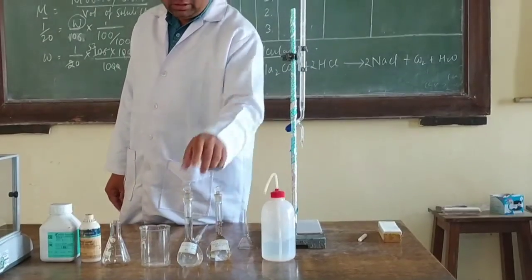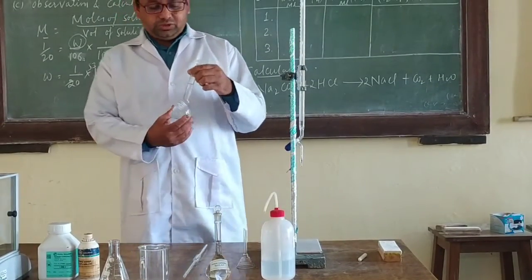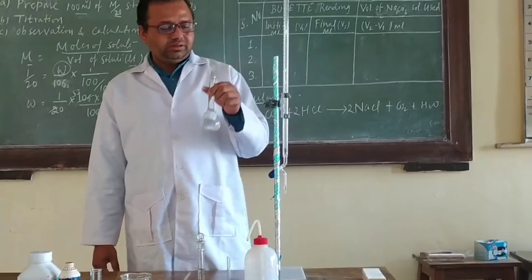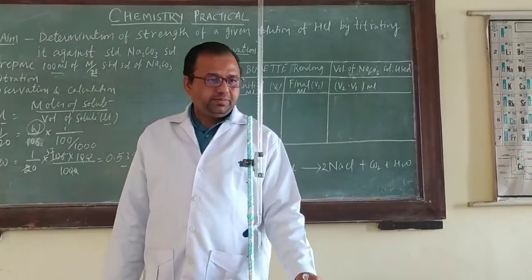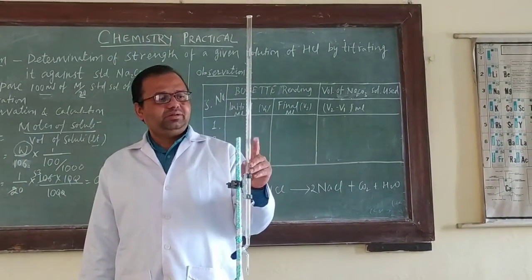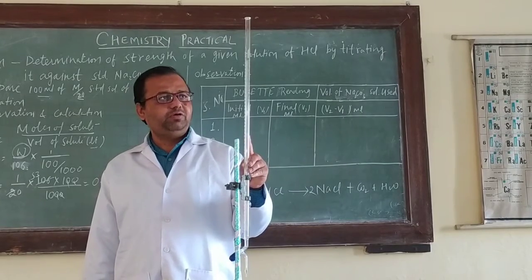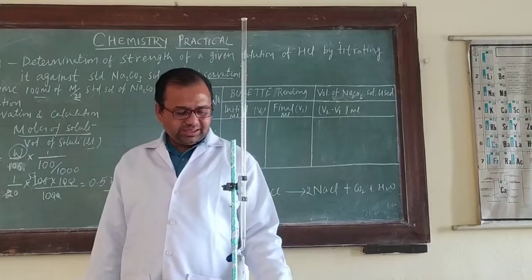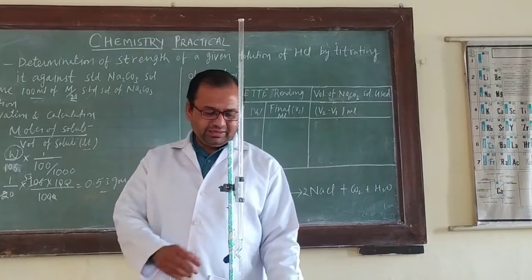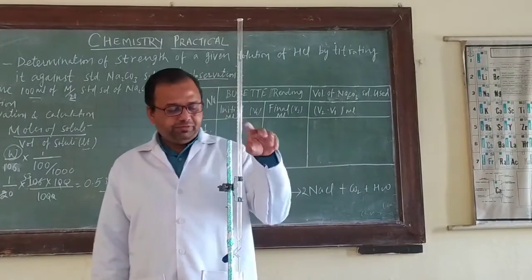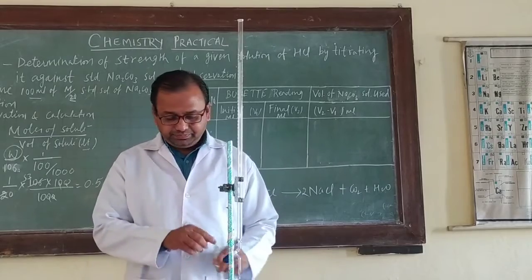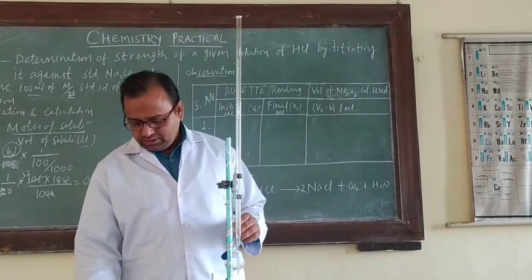Now after this we take the unknown solution of hydrochloric acid. This solution we fill in the burette. This is the burette, a 50 ml burette. First we wash this burette with distilled water, then we rinse it with the hydrochloric acid. Now after rinsing we fill the hydrochloric acid solution by using a funnel.